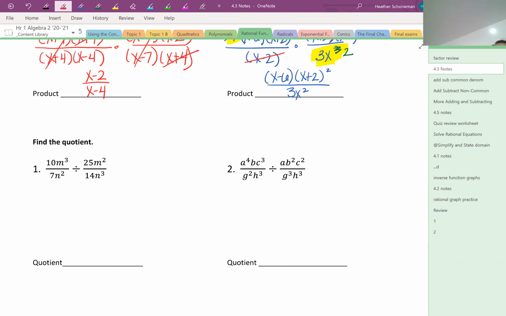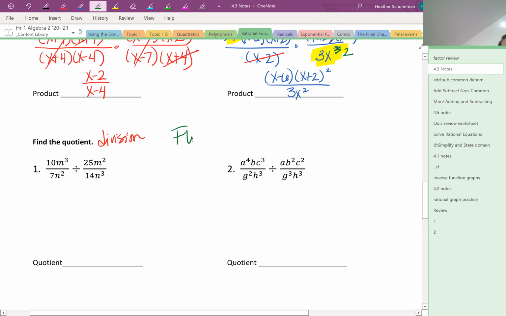All right, quotient. Quotient is the answer to a division problem. Even though it looks different, it's actually just the same. But the thing you have to remember is you have to flip the right one. So let's see if we can flip the right one. When I flip it, the reason we do that is because it becomes a multiplication problem.